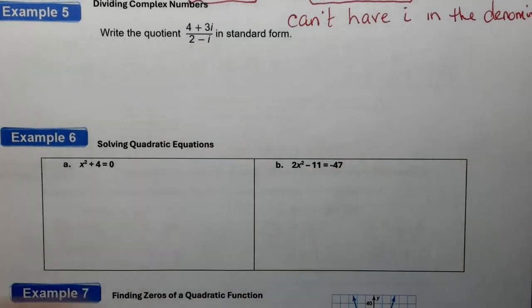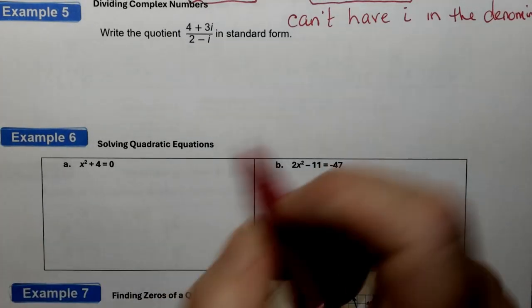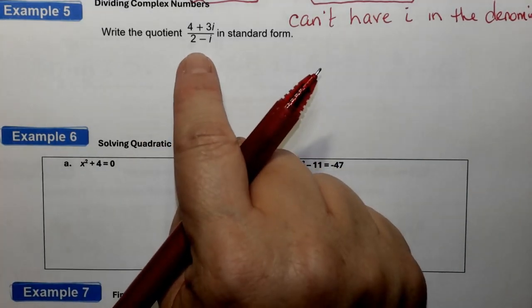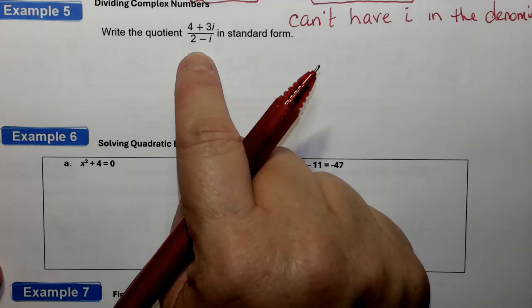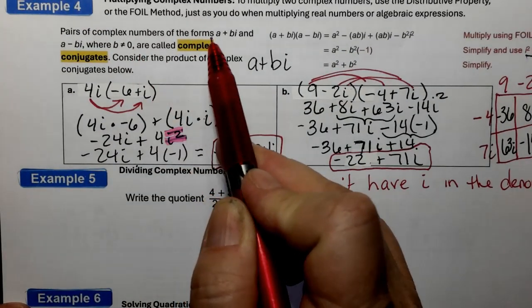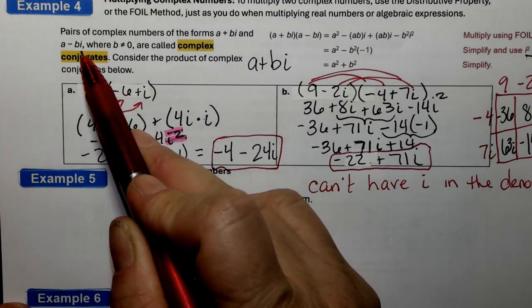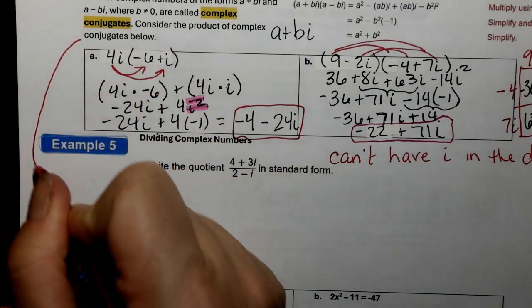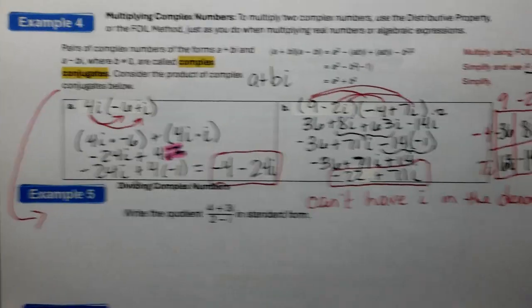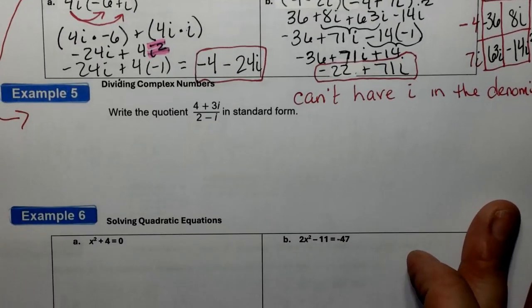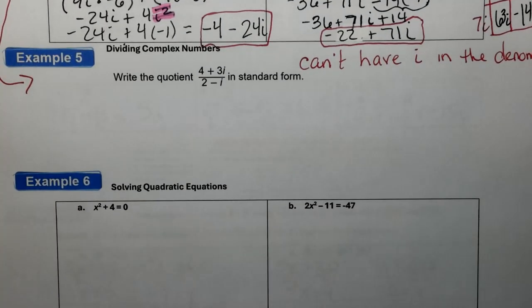So here's how we do it. We basically need to multiply this by i squared. So what we're going to do is multiply by the conjugate. The conjugate is, if you look up here, pairs of complex numbers of the forms a plus bi and a minus bi, where b cannot equal 0, are called complex conjugates. So we're going to use this definition. I just put it up there to save space, because last year this was 3 or 4 pages long, so I was trying to make it shorter.